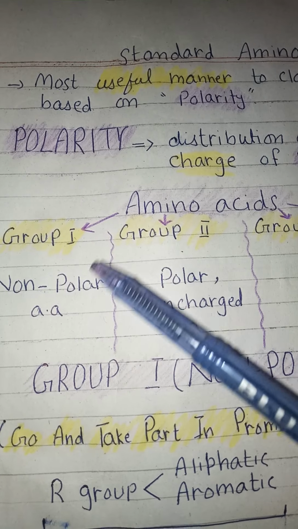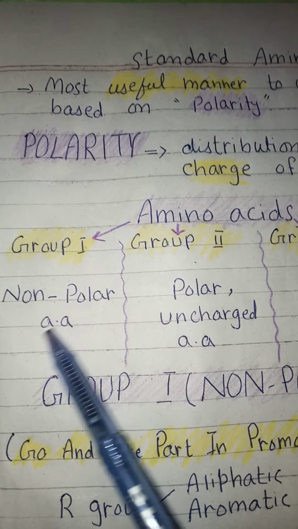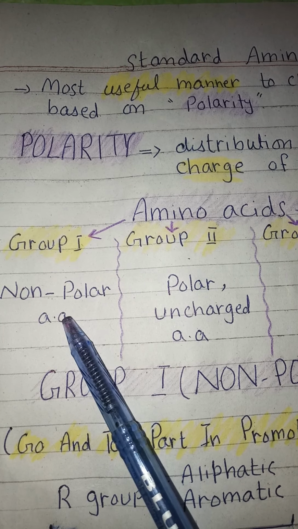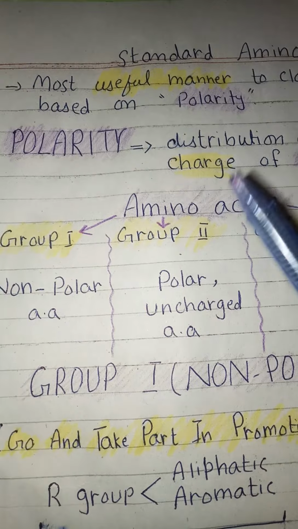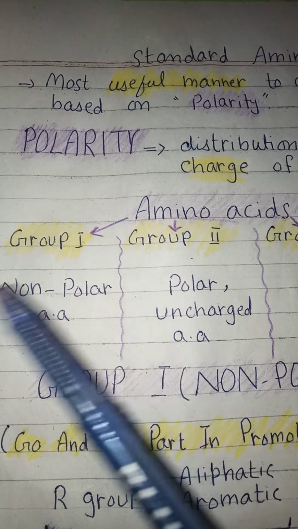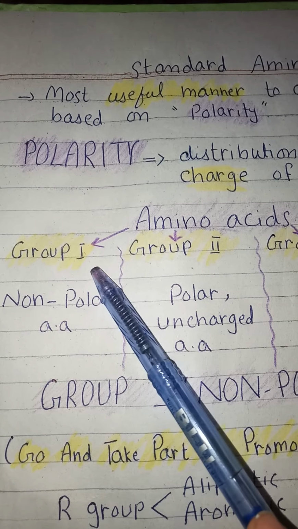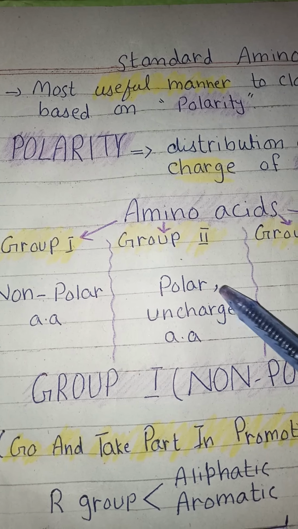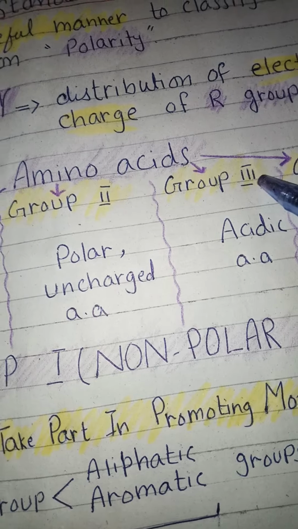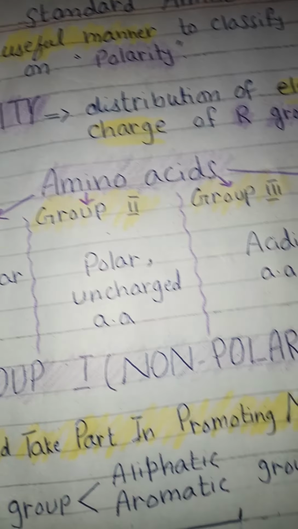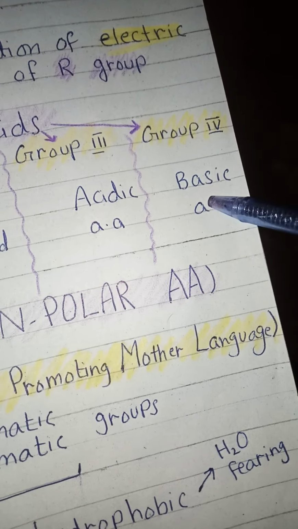Group 1 is the non-polar amino acid. AA is not a standard abbreviation; I only used it for my convenience. You will write the whole term, amino acid. Non-polar amino acid is group 1. Group 2, polar, uncharged or neutral amino acids. Group 3, acidic amino acid. Group 4, basic amino acid.